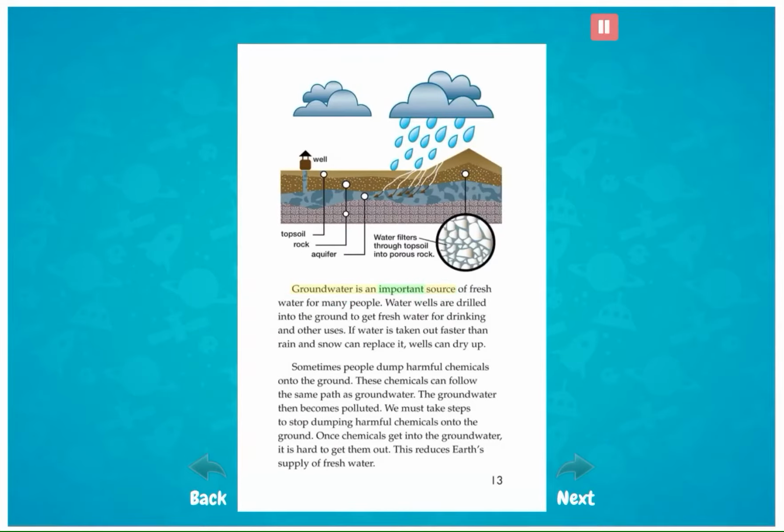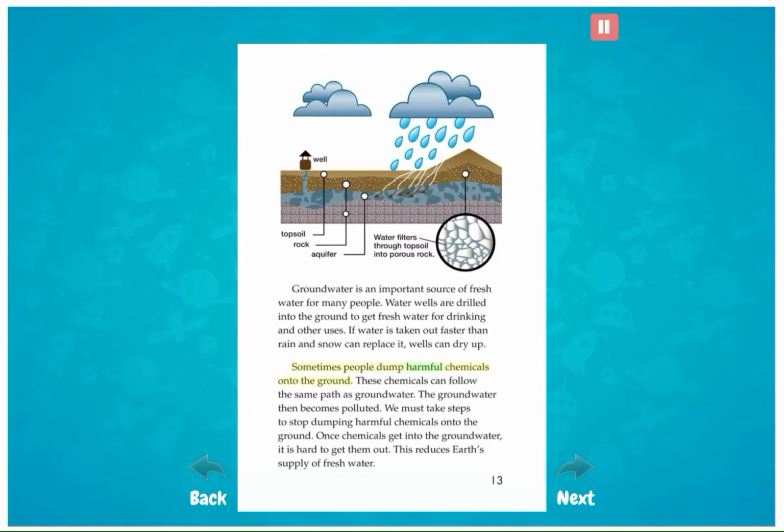Groundwater is an important source of fresh water for many people. Water wells are drilled into the ground to get fresh water for drinking and other uses. If water is taken out faster than rain and snow can replace it, wells can dry up.